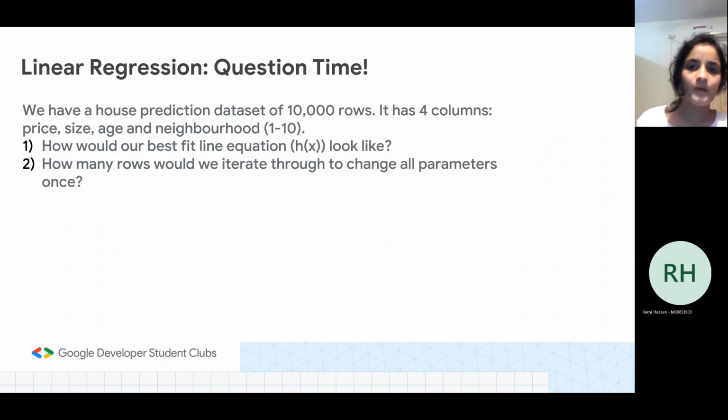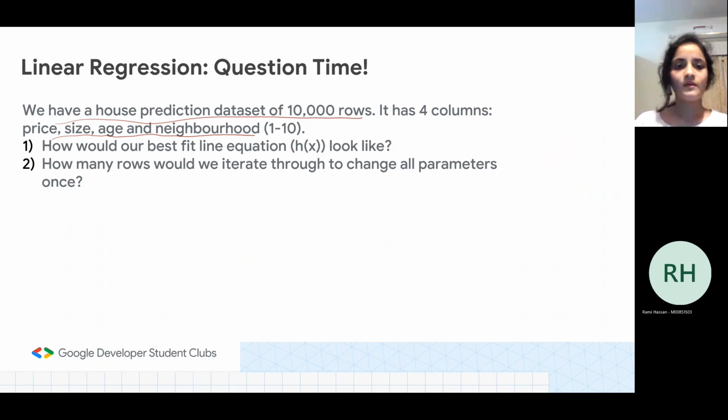So before we get into the other types, let me show you how many iterations we're doing here. So, questions. I hope it's okay if you can't answer it, but just try. Take this situation. Suppose we have a house prediction data set of 10,000 rows. It has 4 columns: price, size, age, neighborhood. Price is going to be our y, right? The prediction that we want to make. And size, age, and neighborhood are x1, x2, x3.